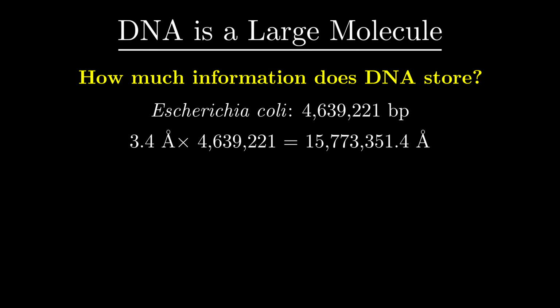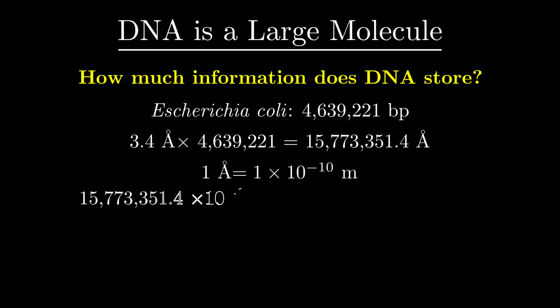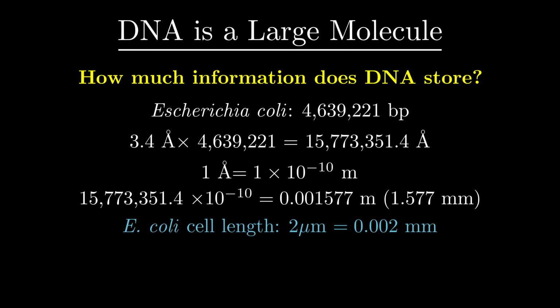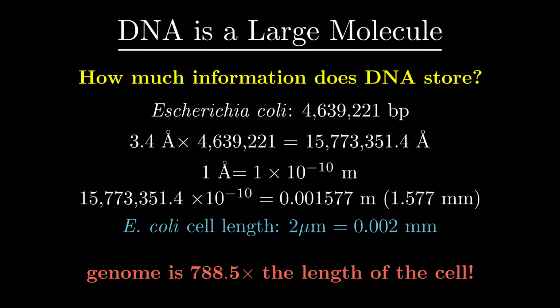15,773,351.4 angstroms. But what is an angstrom? Well, 1 angstrom is equal to 1 times 10 to the minus 10 meters, so we can multiply our length by this to get 1.577 millimeters. Now that might seem small, but the length of an E. coli cell is 0.002 millimeters, and so the genome is 788.5 times the length of the cell.